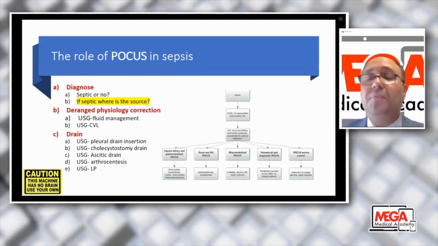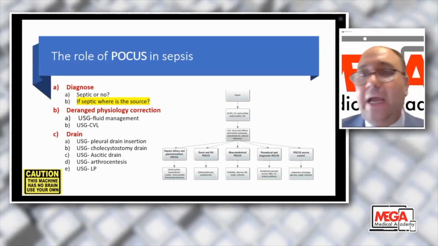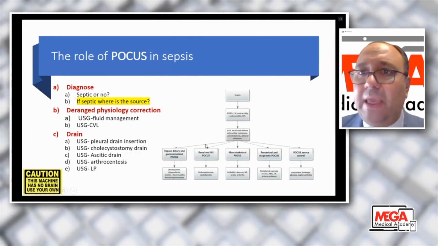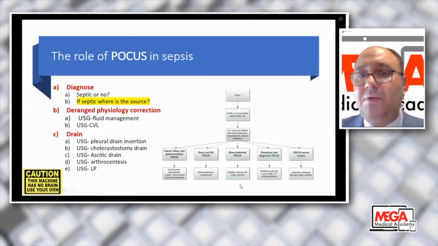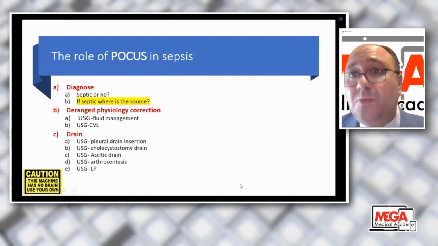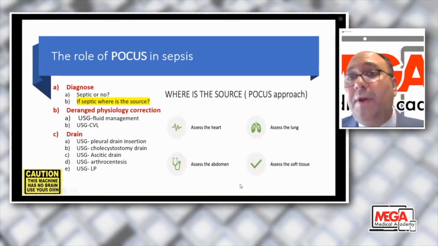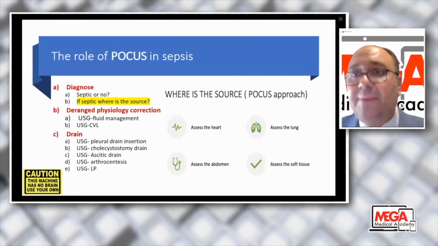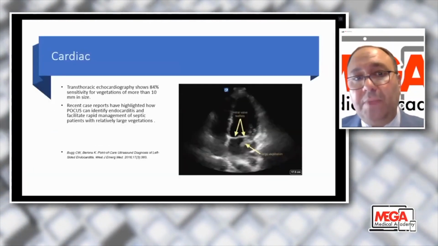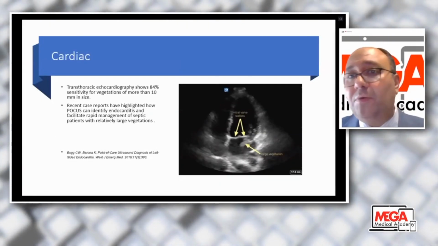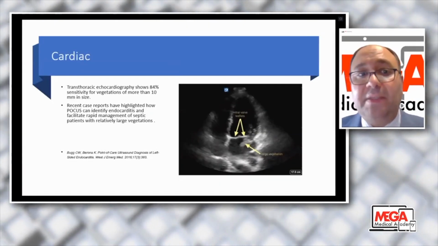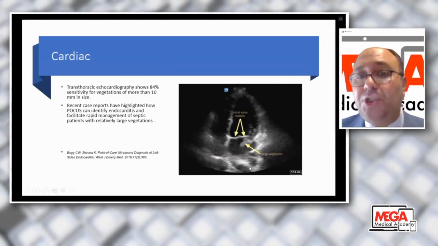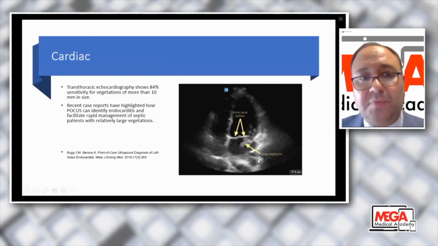The source can come from this algorithm, another algorithm. Alonso and his colleagues in emergency medicine published this algorithm. To summarize it, we need to examine 4 areas in the body: the heart, the chest, the abdomen, and then the soft tissue. The heart: up to 84% sensitivity of point of care ultrasound to detect vegetations more than 10 millimeters.